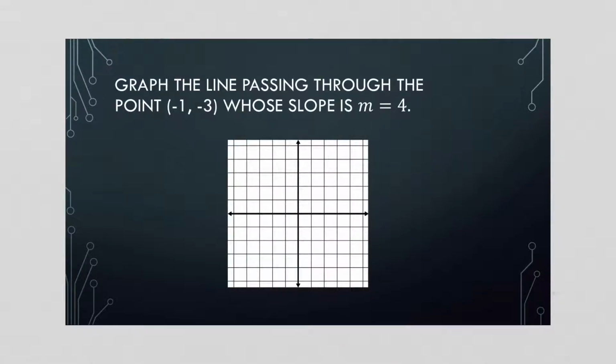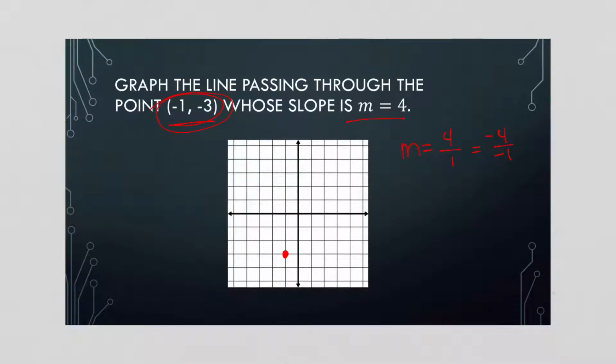Alright, on this problem, we're going to graph the line passing through the point negative 1, negative 3, whose slope is m equals 4. Now don't forget, m equals 4 means 4 over 1. A lot of people forget that. Or it could be negative 4 over negative 1, and that's okay too. But the first thing you want to do is you want to plot that point. So that's left 1, down 3.